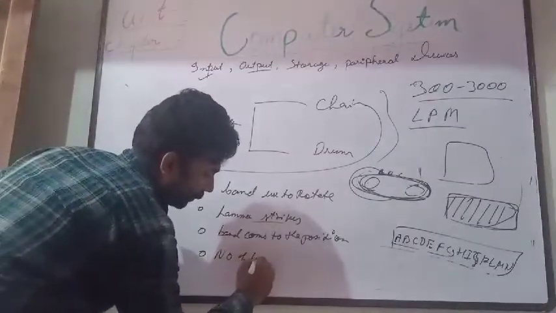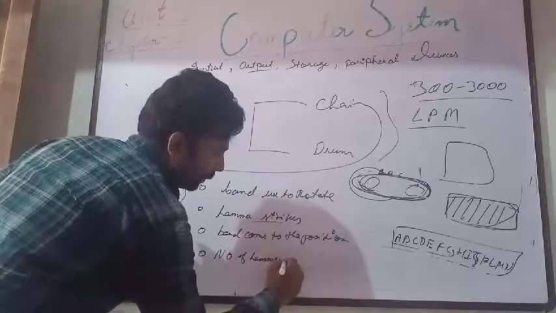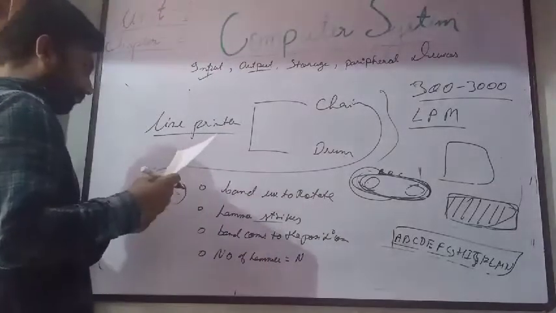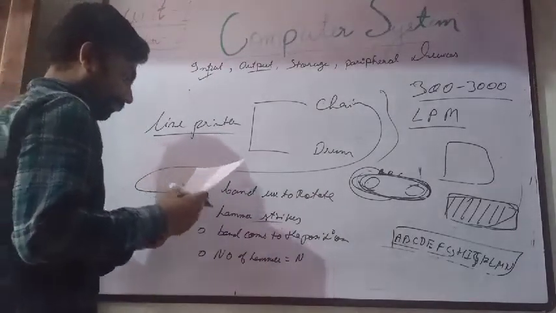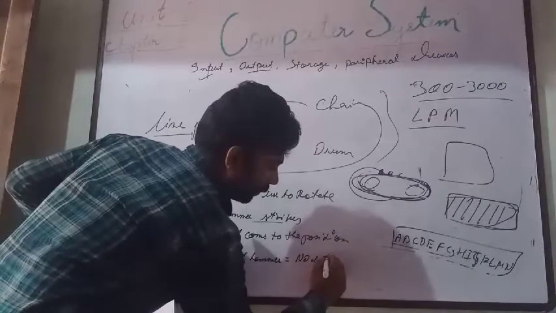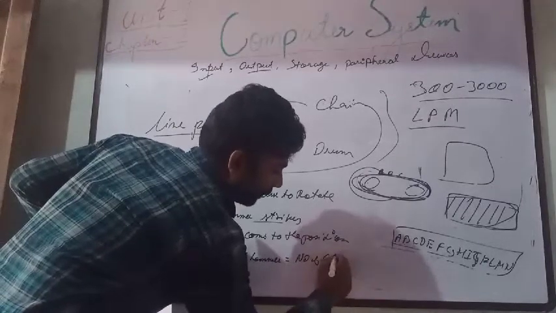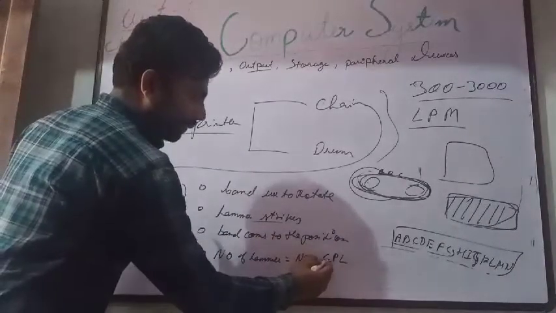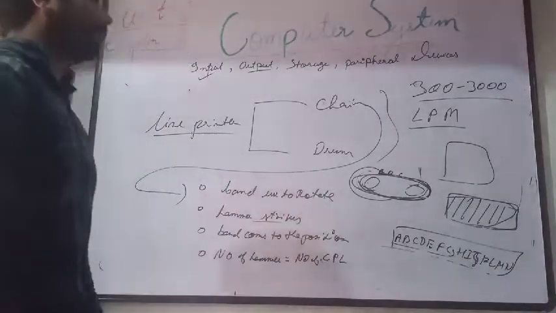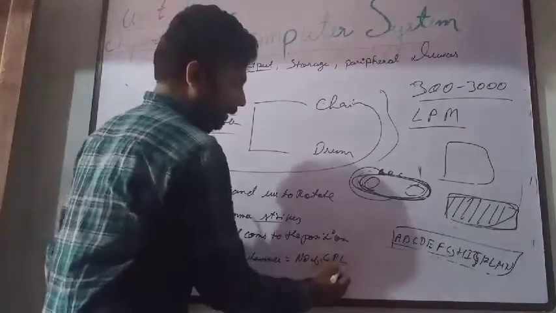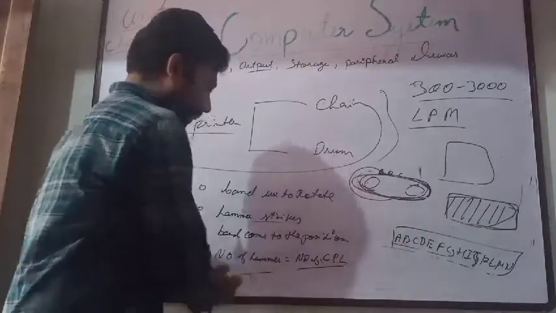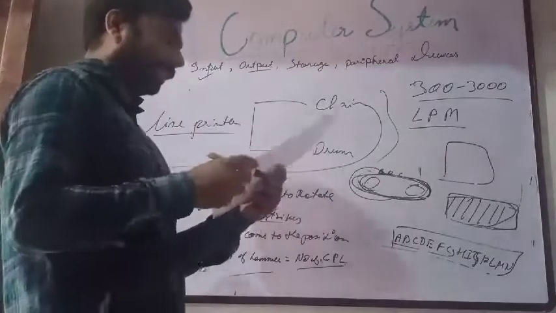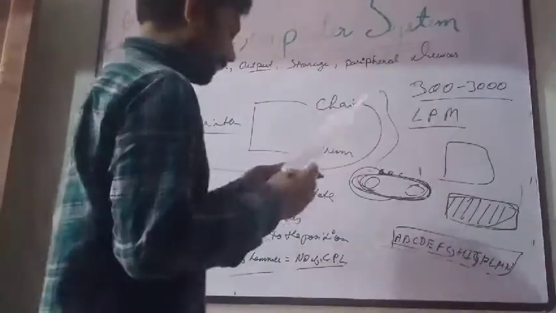Number of hammerings equals the number of characters per line, CPL. That many hammerings should be there for printing a complete line. Now the next point is 132 characters per line, the speed.